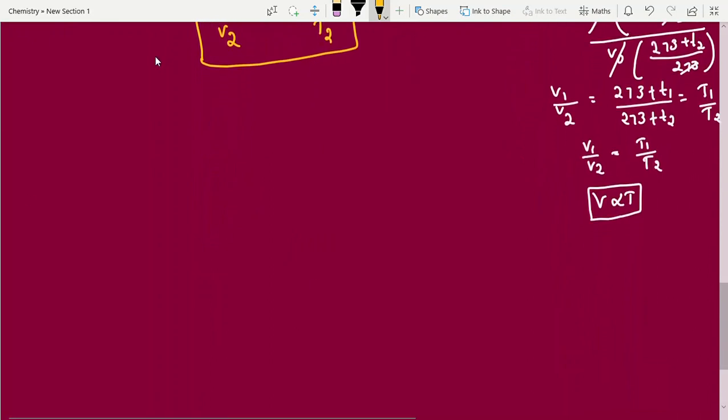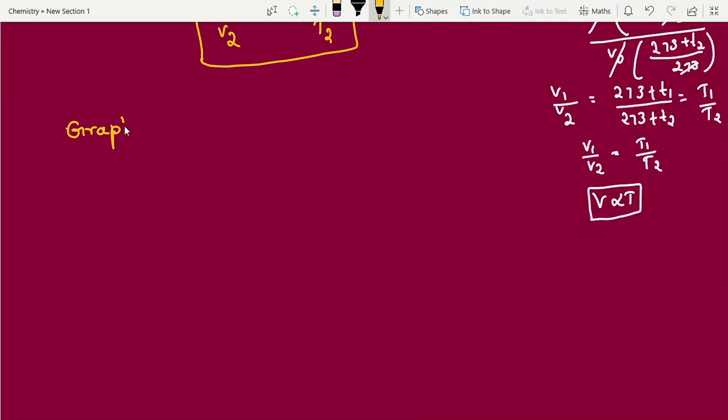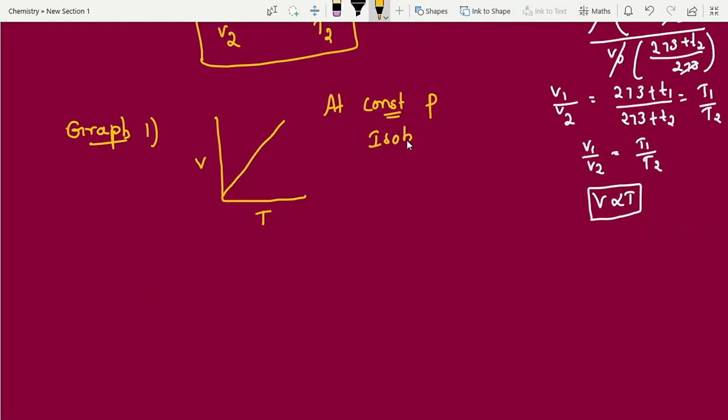Graph explanation. Graphs play an important role. Graph 1: what is this first graph? Volume versus T. What will you get? A straight line. This is at constant pressure. Constant pressure means what we call isobars. This is the first graph.